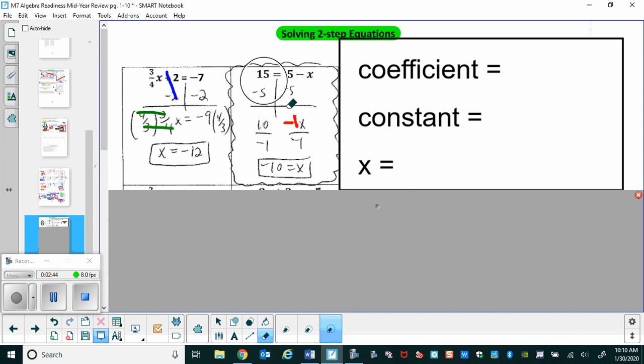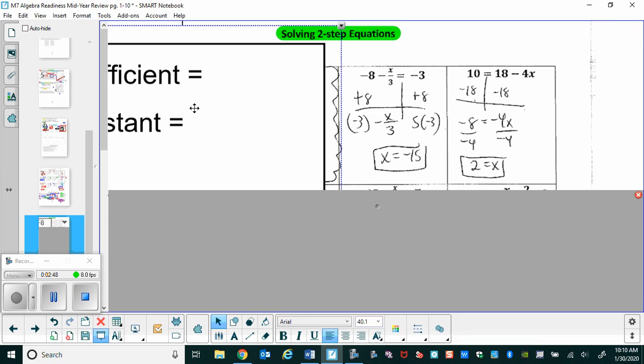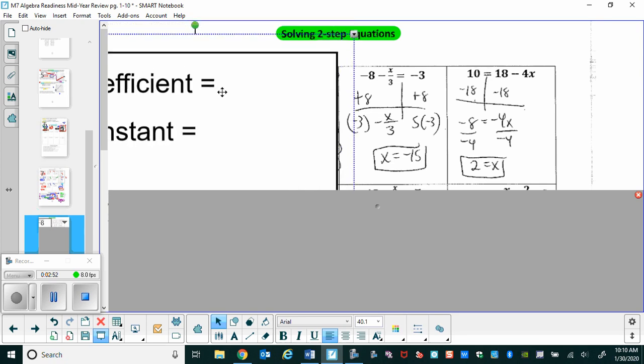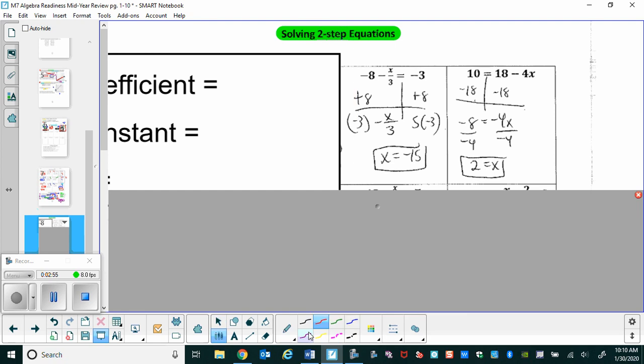All right. Now with this next problem, this one's a little bit different because we don't have a coefficient with our x. This time we have a denominator. So this problem's a little bit different. We're going to start by the -8 as our constant. Because it's negative, we're going to add 8 to both sides, and the constant cancels out.